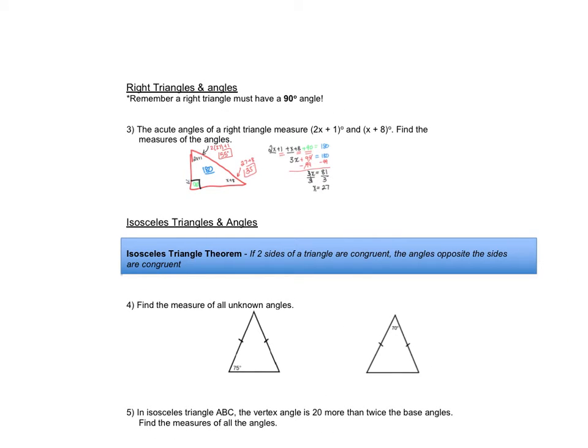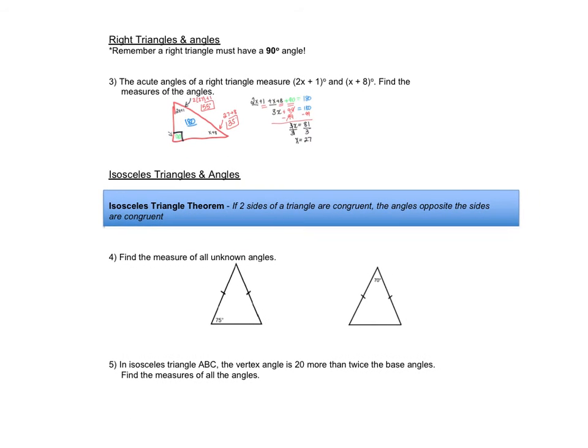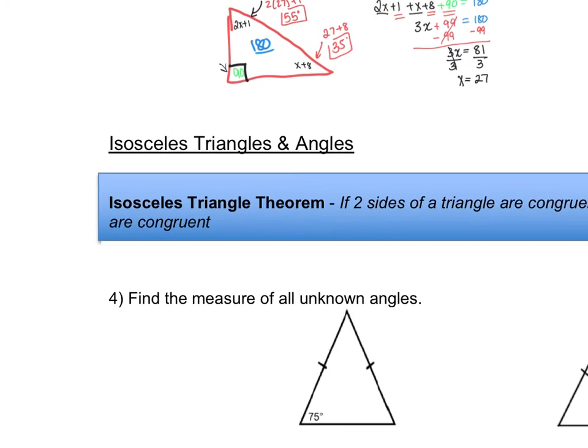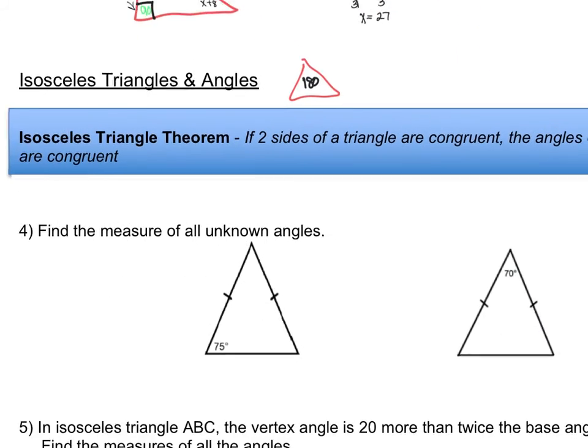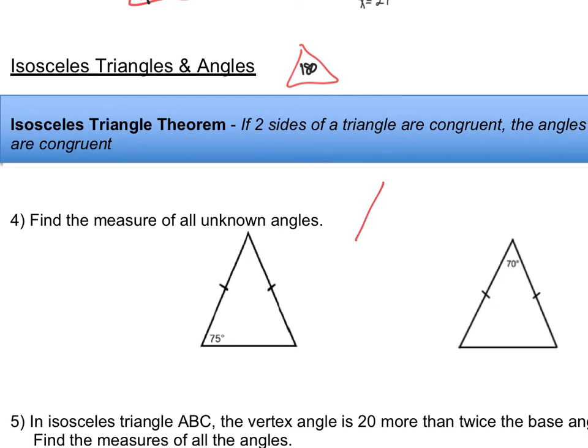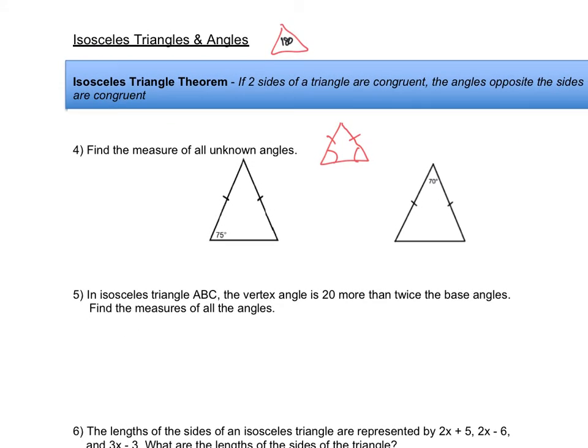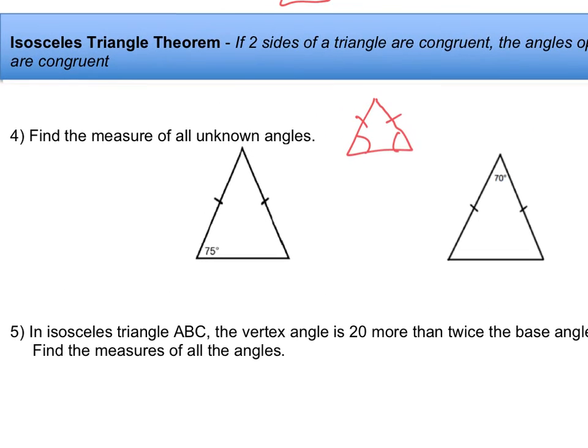Okay, let's look at isosceles triangles and angles. Isosceles triangle theorem. If two sides of a triangle are congruent, then the angles opposite the sides are congruent as well. So remember, we know triangles have 180 degrees. And with isosceles triangles, we have congruent sides and congruent angles. Well, that sort of looks like the Angry Bird and Angry Birds. Just a little side note.